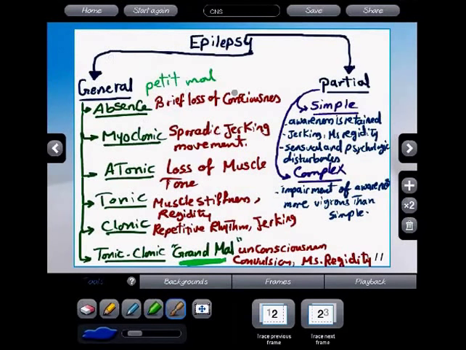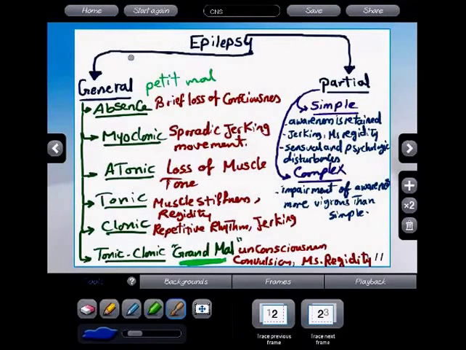About the generalized seizures, we have many types. Absence seizures, which are petit mal, have a brief loss of consciousness. The person just has a brief loss of consciousness and comes back again after moments or about minutes. And myoclonic, which is sporadic jerking movement.